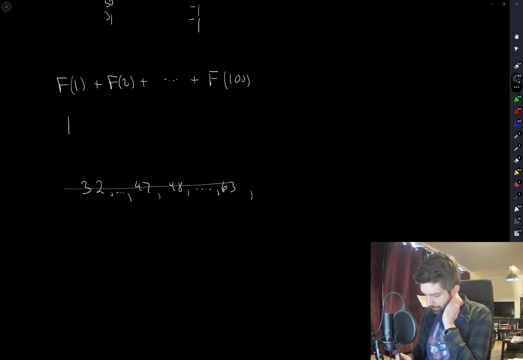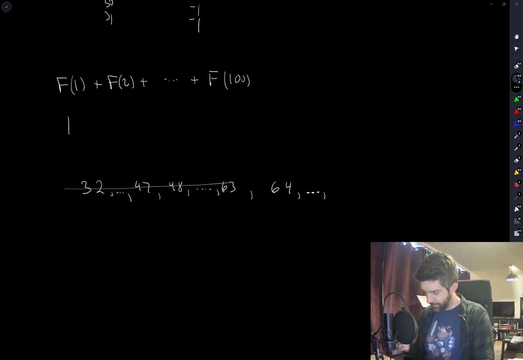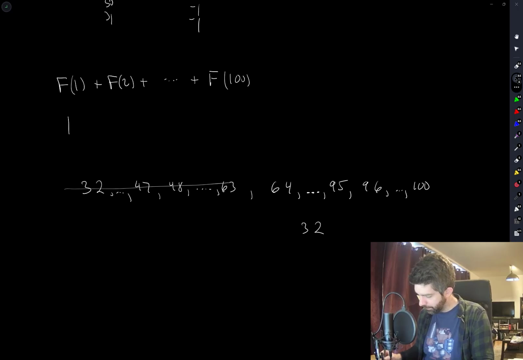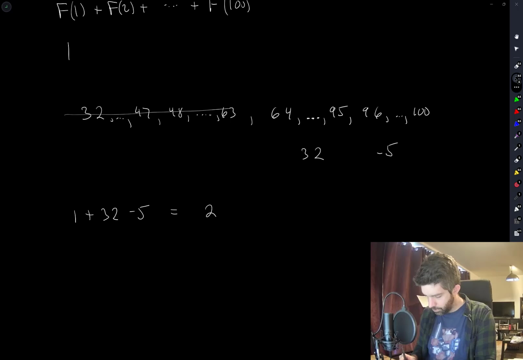And so then from 64, there should be 32 values of 1. So that'll take us to 96, 95. And then 96 up to 100 will be negative. So that's 32 values that are equal to 1. This is 5 values equal to negative 1. So the answer should be 1 plus 32 minus 5, which is 28.